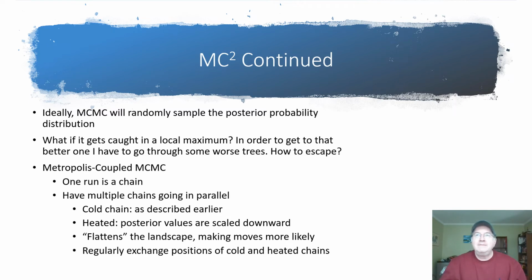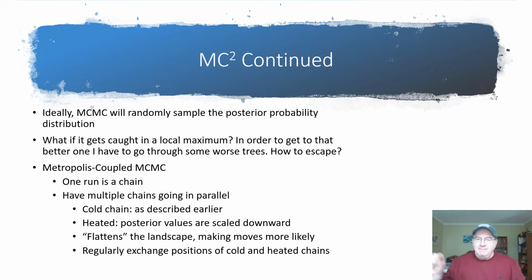By flattening the landscape, by reducing the size of the peaks and the depth of the valleys, basically what you're doing is making moves more likely in your heated chain than they are in your cold chain. So you run a series of potential steps over and over again, assessing whether your likelihood is increased or decreased in the two chains in parallel. And then at regular points in your analysis, you flip them.